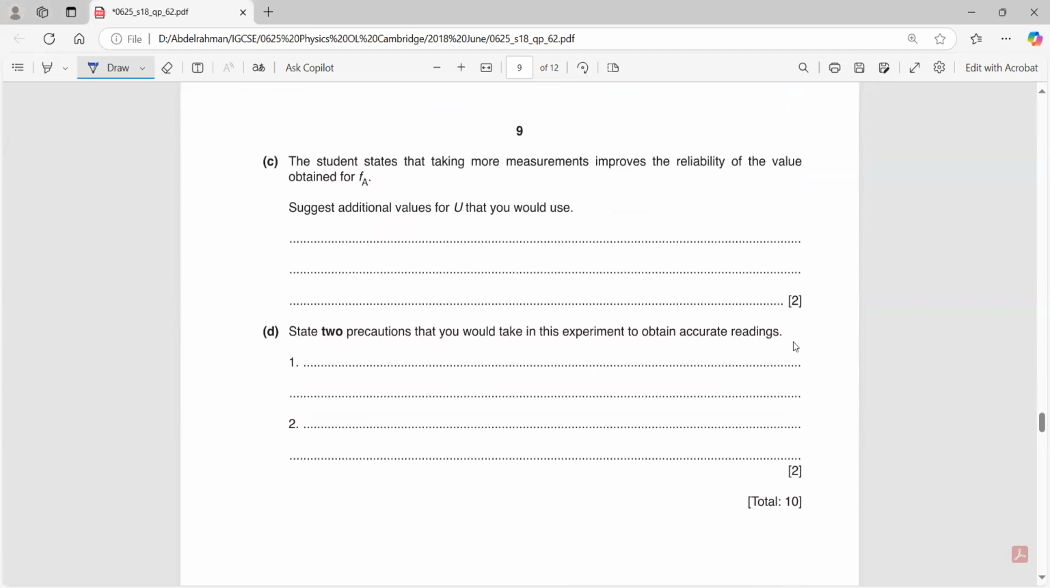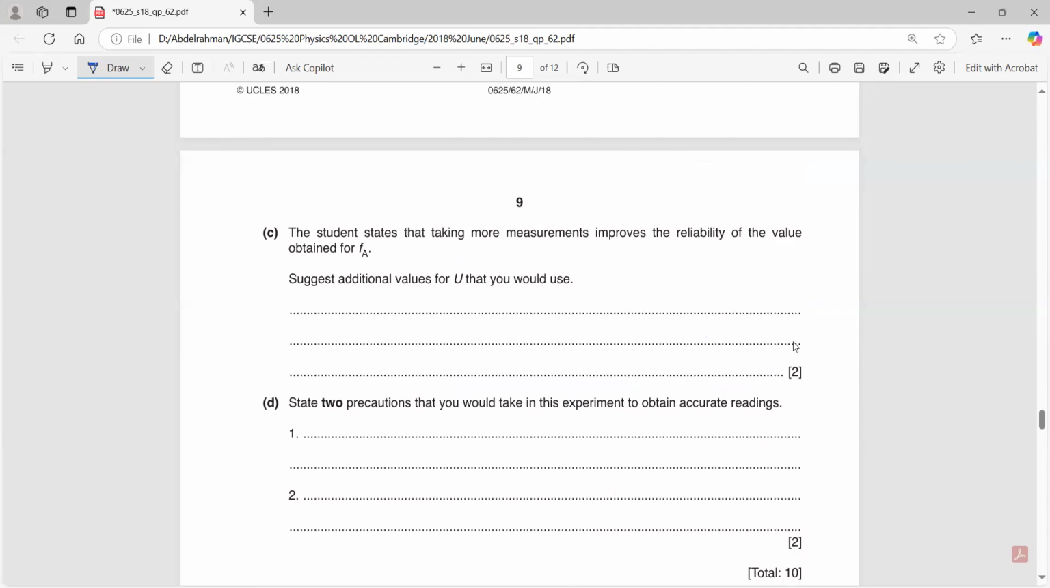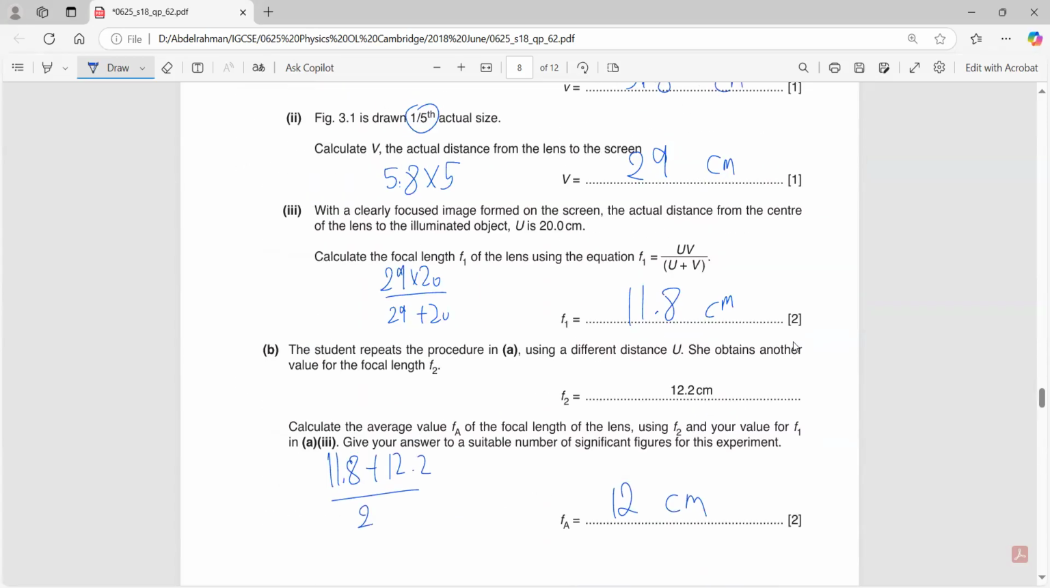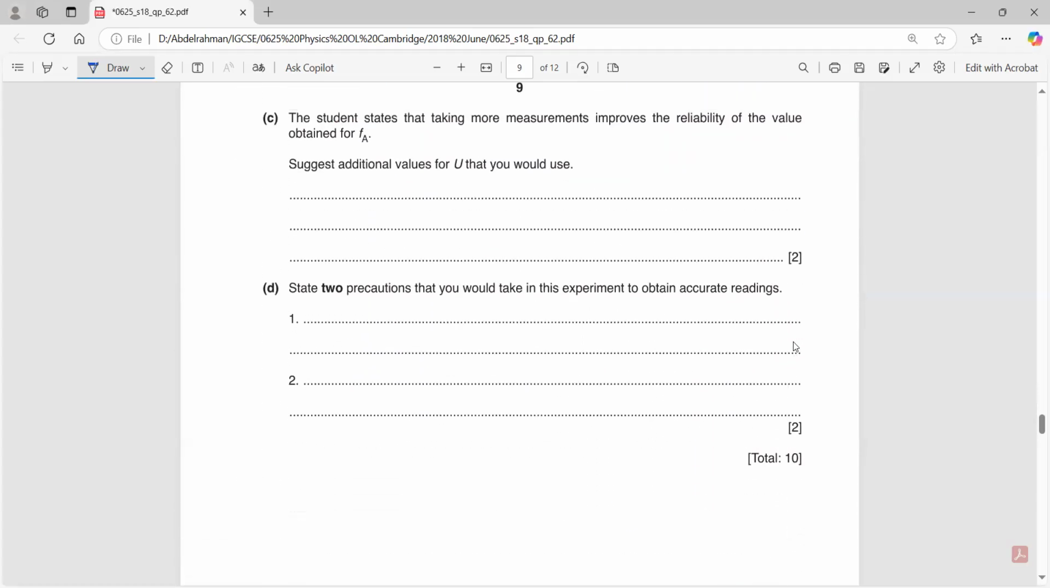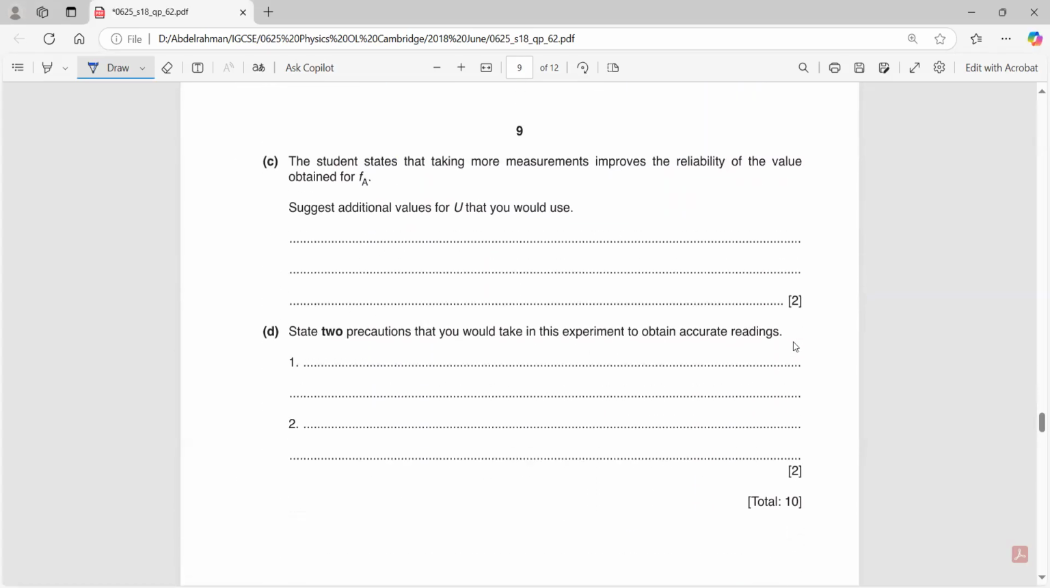Student states that taking more measurements improves the reliability of the value obtained for F. Suggest additional values for U that you would use. I mean U as the distance. What was U? U was 20, wasn't it? Can I state several values of U? Yes, you need at least five values.